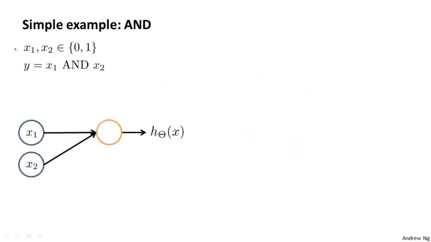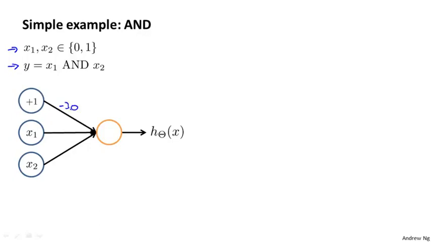Concretely, let's say we have inputs x1 and x2 that are again binary, so it's either 0 or 1, and let's say our target label y is equal to x1 AND x2. This is a logical AND. So can we get a one-unit network to compute this logical AND function? In order to do so, I'm going to actually draw in the bias unit as well, the +1 unit. Now, let me just assign some values to the weights or the parameters of this network. I'm going to write down the parameters on this diagram.